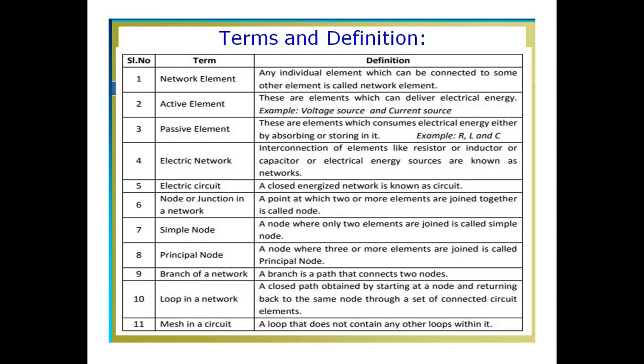And then branch of a network: a branch is a path connecting two nodes. And the next one is a loop in a network: a closed path obtained by starting at a node and returning back to the same node through a set of connected circuit elements. And mesh in a circuit: a loop that does not contain any other loops within it.